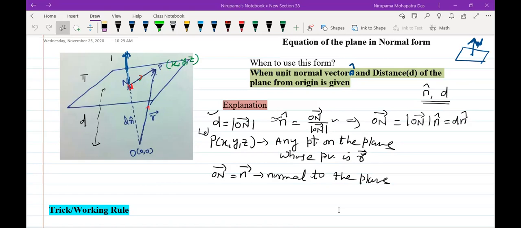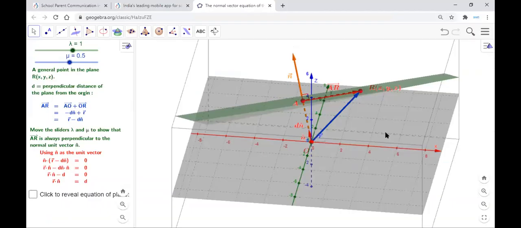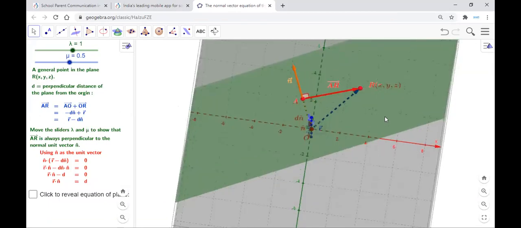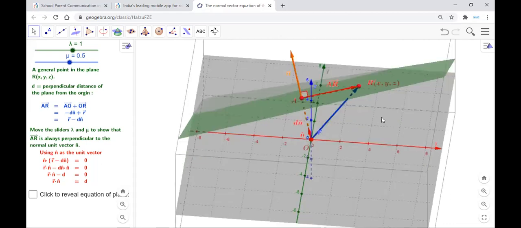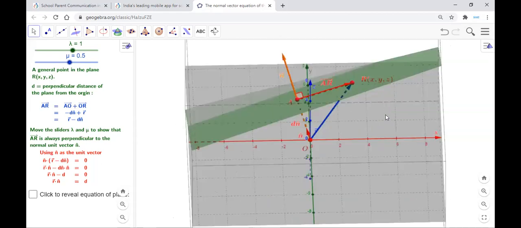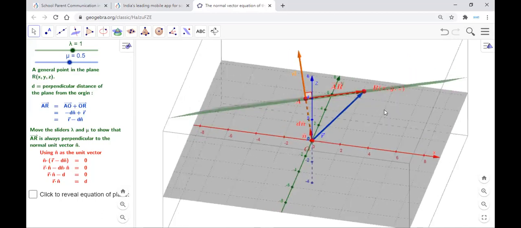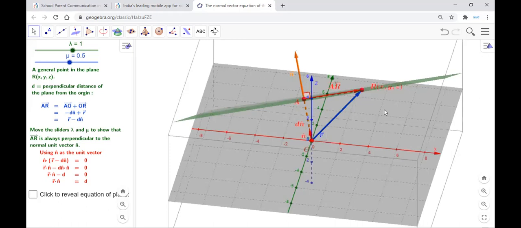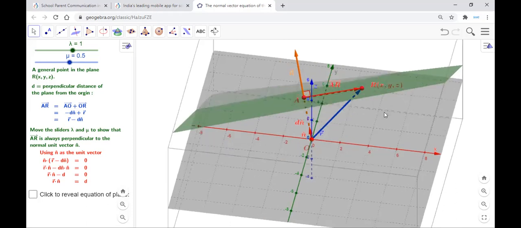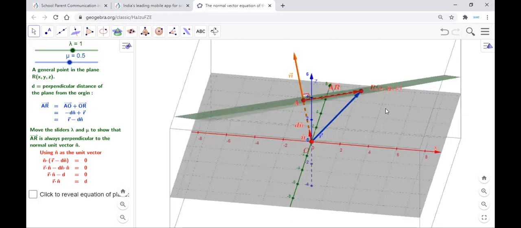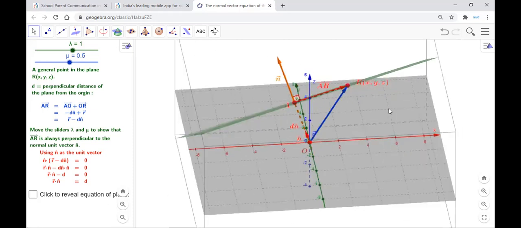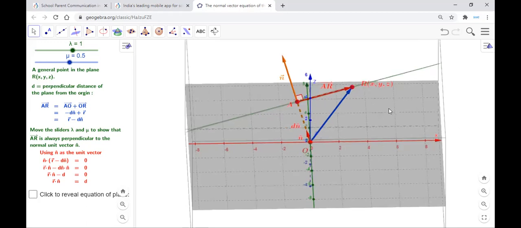So that is the best way to visualize three-dimensional geometry. Here, whatever I have explained just now looks like this. You can see this is the plane, the origin, and from the origin drop the perpendicular. Here in the plot it is written OA, which we have taken as ON. The length of this OA, in our image ON, is equal to D. That is given to us.